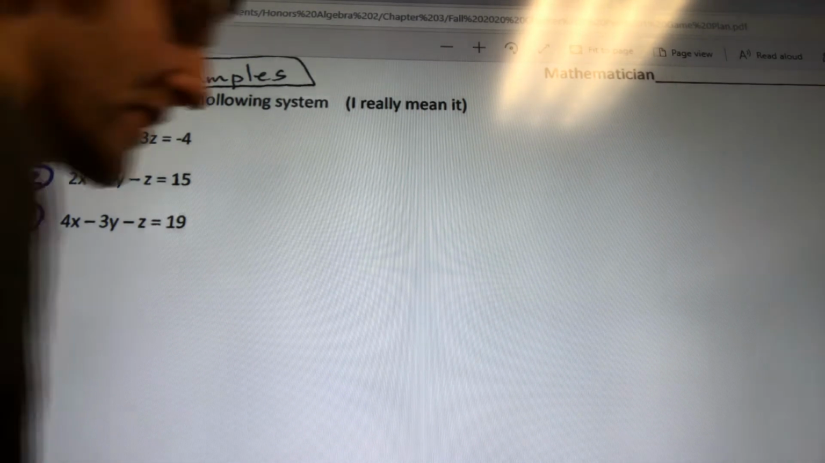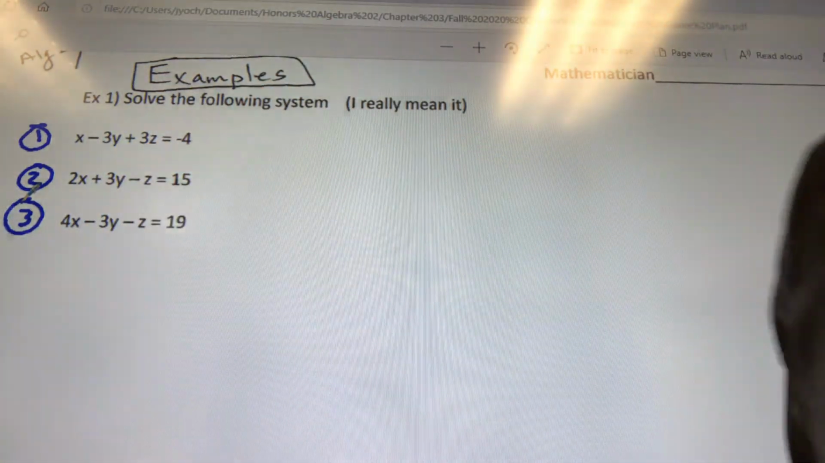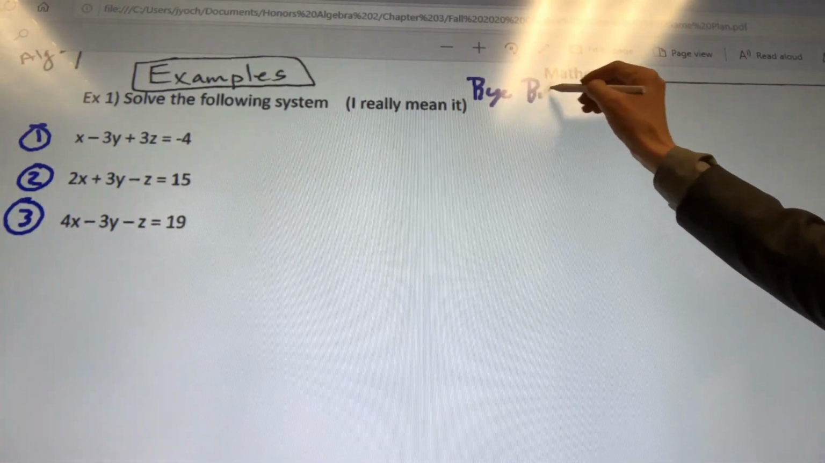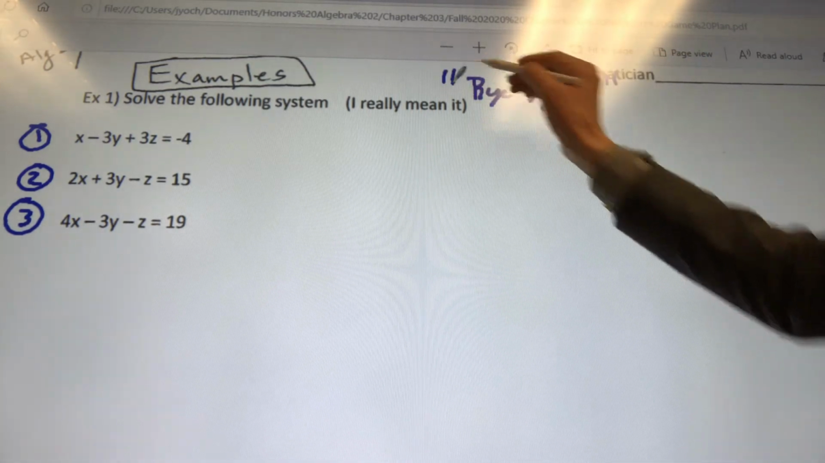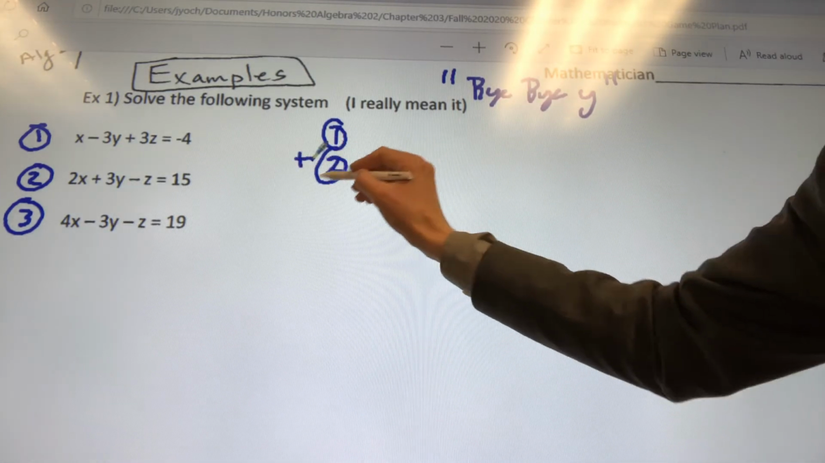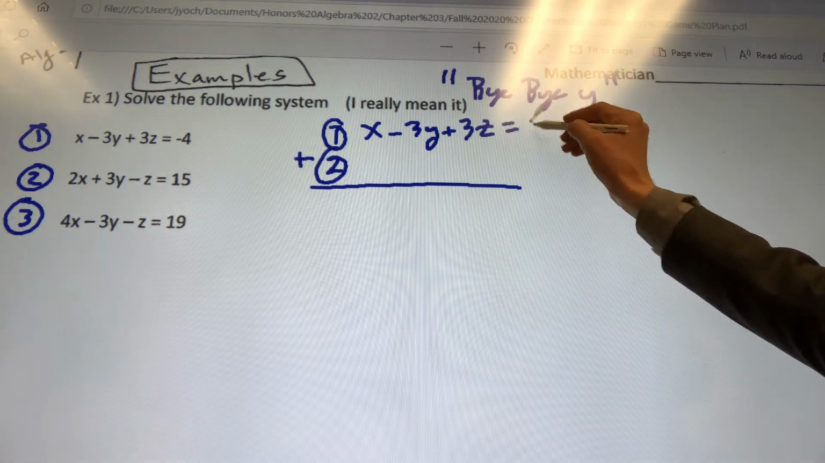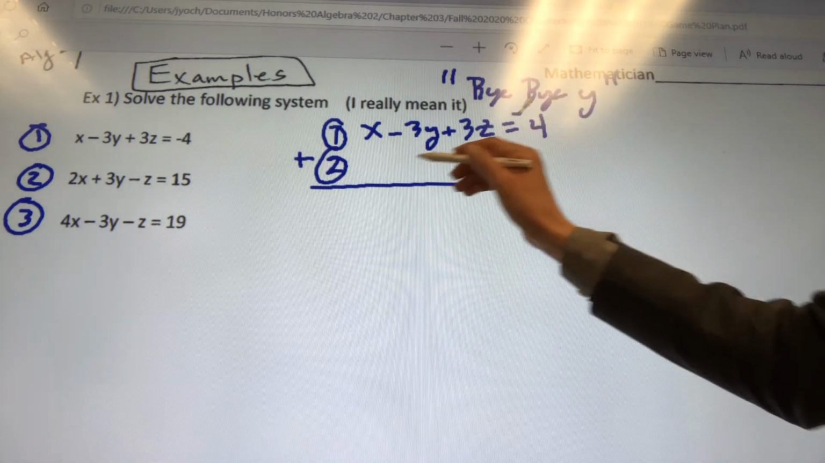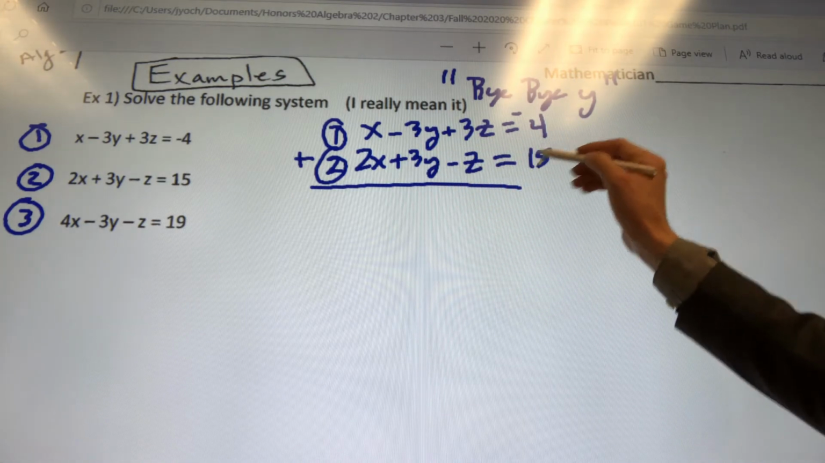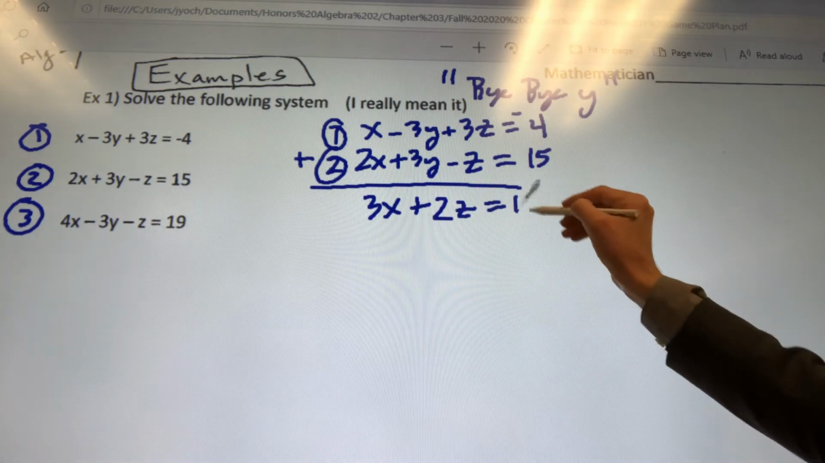So I want to say bye-bye to a certain variable. In all of these equations, look at the y's. They're very, very similar. I got a -3y, +3y, -3y. So I'm going to say bye-bye to y. If I put equation 1 and 2 together, I can get rid of those y's pretty easily. I can add both equations together to get 3x plus 2z is equal to 11. That's my new equation, equation 4.